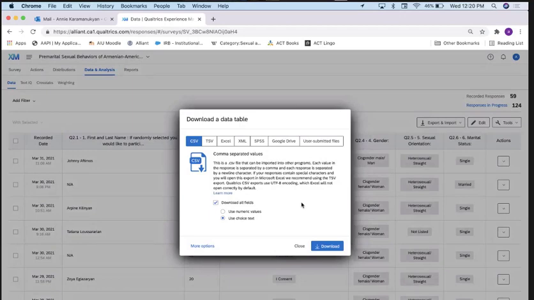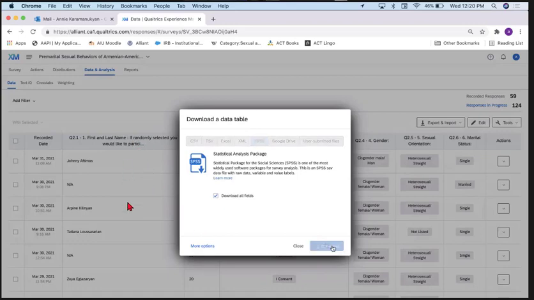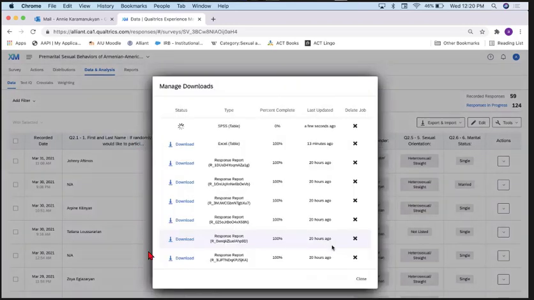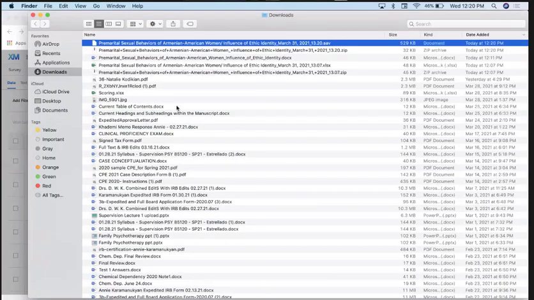Now, this time, click the SPSS button. And there you go. Download. And then open it up when you can.